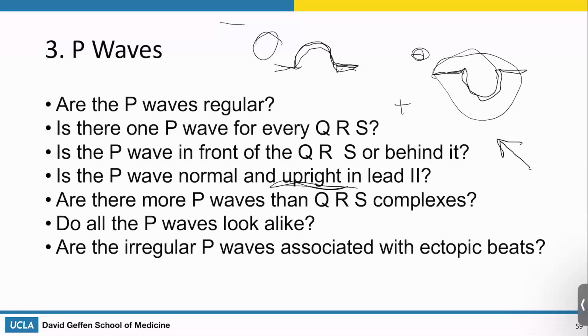Do all the P waves look alike? We want all of the complexes, all the wave segments, intervals to look the same. If they don't look the same, there's some kind of variation in what's happening, and variation is bad in terms of how our electrical conduction is looking. We want it to look the same every time. And are the irregular P waves associated with ectopic beats? Determining if there is some kind of PAC, PVC, or PJC.